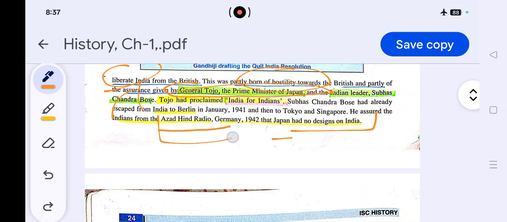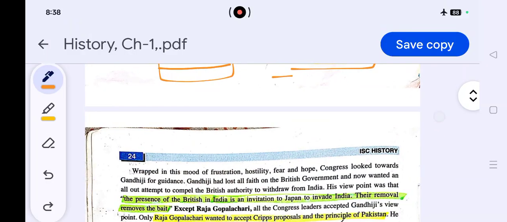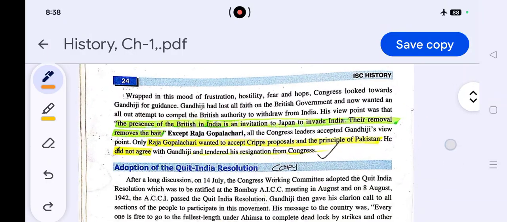And Azad Hind Radio, as in we have heard of the Azad Hind Fauj or the Indian National Army and the Forward Bloc, the party that was formed by Subhash Chandra Bose. And if you do not remember or know, do not worry, the very next segment of the chapter actually talks about INA and Forward Bloc. So we will surely do that in part 3 of this chapter.